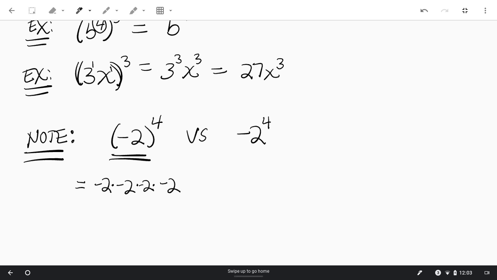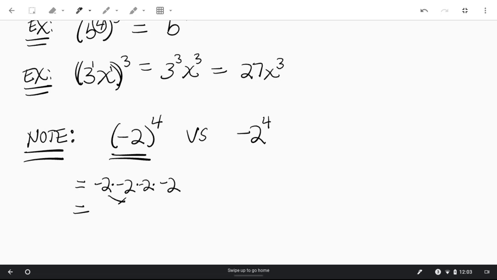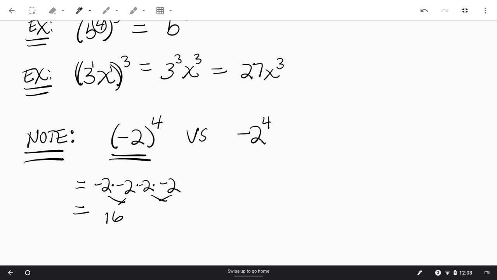Okay, and when we multiply this out, if we do these two, that's +4, and 4 times 4 is 16. So we end up with +16 in this first example.